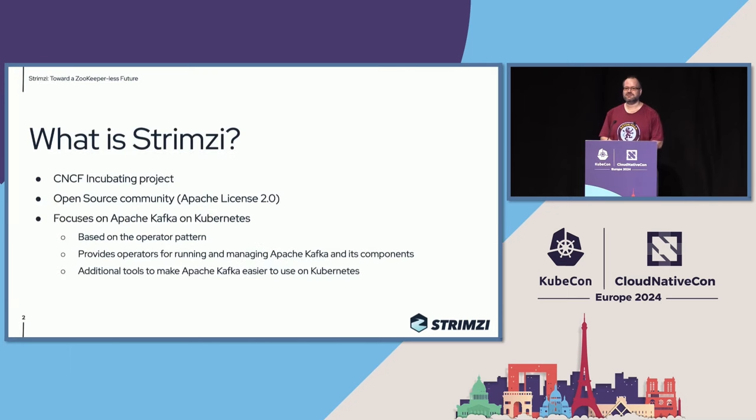If you don't know Strimzi, we are a CNCF incubating project. We actually moved to incubation from sandbox quite recently, so hooray, that's a big achievement for us. And we are, of course, an open source project, an open source community under the Apache license 2.0. And we focus on running Apache Kafka on Kubernetes in as easy and Kubernetes native a way as possible.